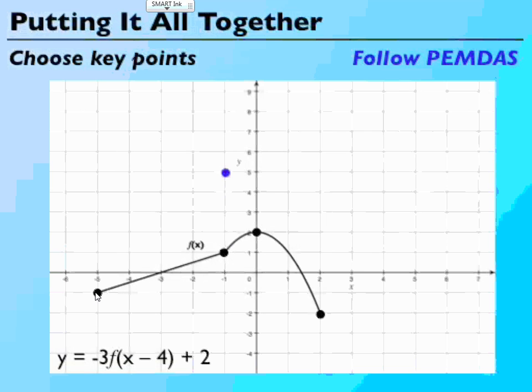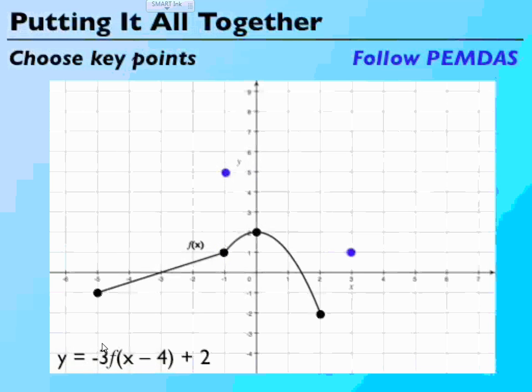So I've just moved this first point according to that rule. Now let's go ahead and do the same thing with the second point. I have this point right here, it's in blue now. Follow the same order of operations. The minus 4 in parentheses means move it to the right 4 units.